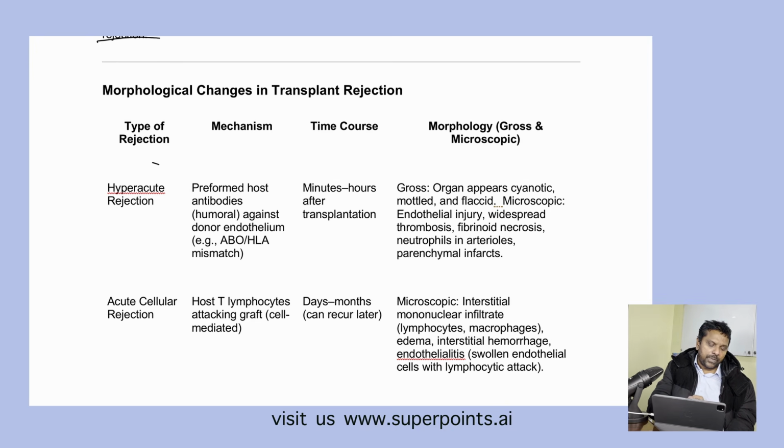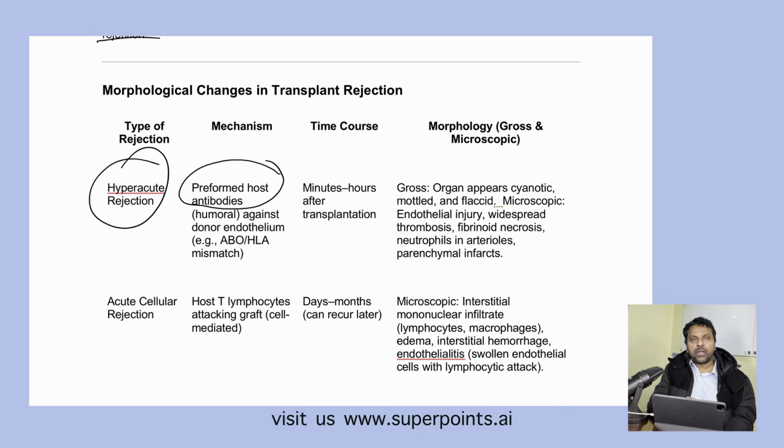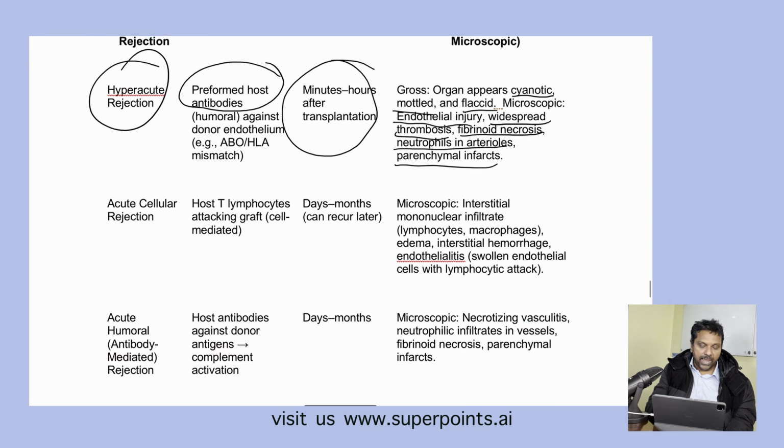Alright, for example, hyperacute rejection, you have preformed host antibodies against donor epithelium. It happens minutes to hours after transplantation. And you see organs cyanotic, mottled, flaccid. Microscopically, you will see endothelial injury, widespread thrombosis, fibrinoid necrosis, neutrophils in arterioles, parenchymal infarcts.